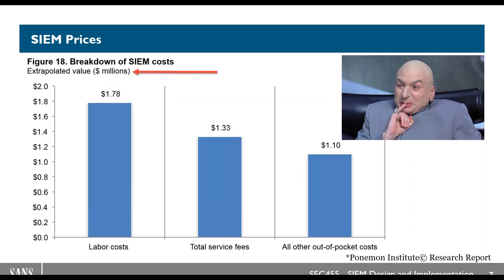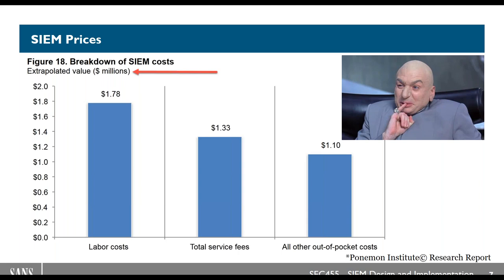A lot of times, even though they're important and popular, they cost quite a bit, and people try to keep the cost down on that. And so that's a tricky thing to balance, performance and the cost. This is from a Ponemon Institute study that said of 559 organizations that were surveyed, this was their average cost. So 1.78 million on labor cost, 1.3 on contractors, consultants, and managed service providers, and 1.1 spent on other costs for services related to SIEM installation and deployment.